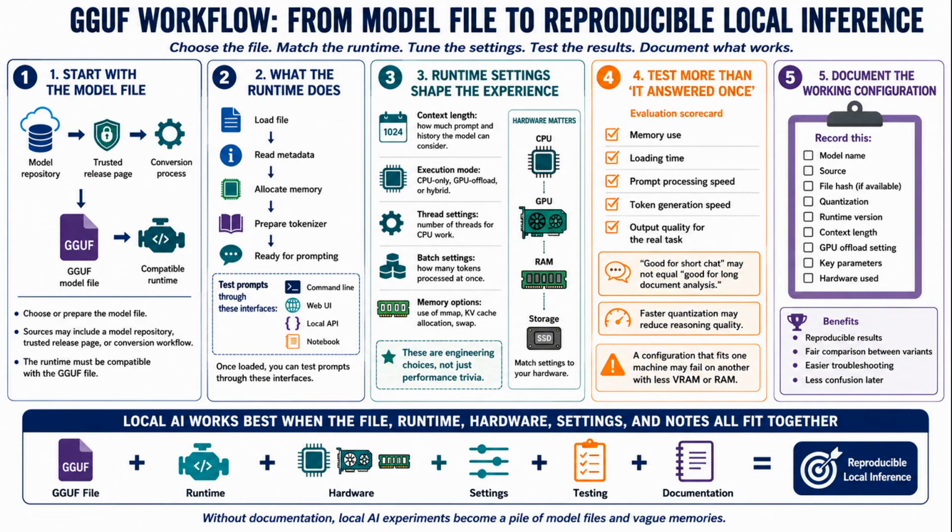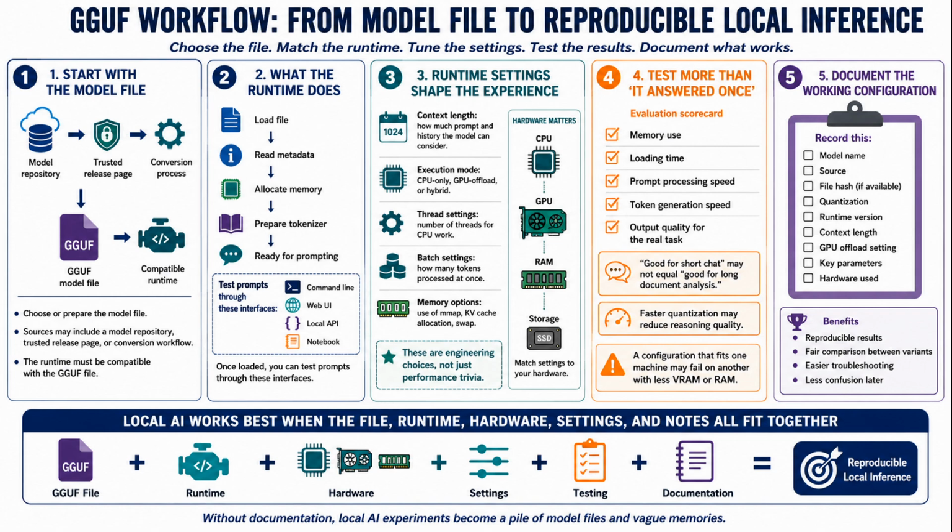A typical GGUF workflow starts with choosing or preparing a model file, then selecting a compatible runtime. The file may come from a model repository, a trusted release page, or a conversion process. After download, the runtime loads the file, reads the metadata, allocates memory, and prepares the tokenizer. At that point, the user can test prompts through a command line, web interface, local API, or notebook.